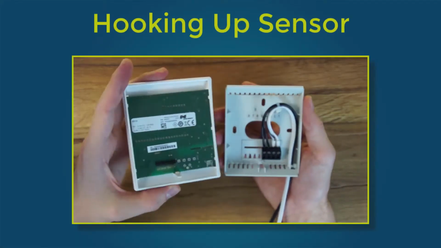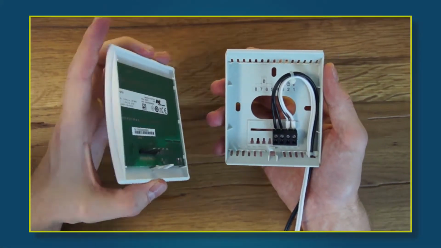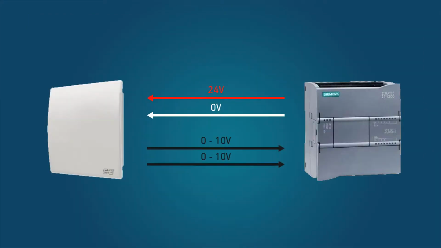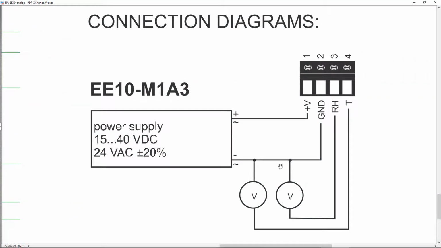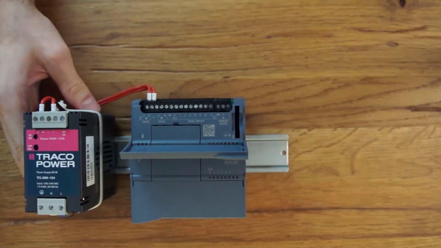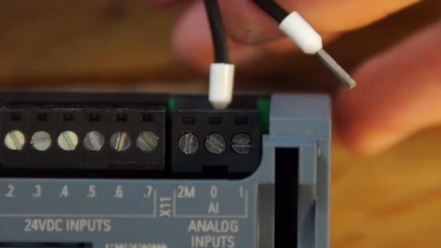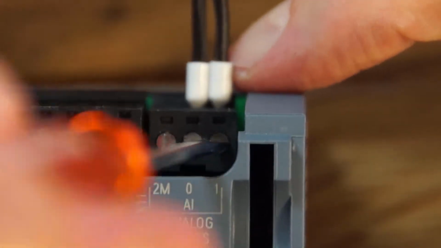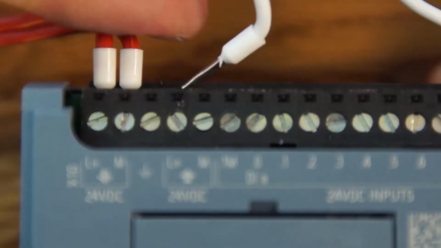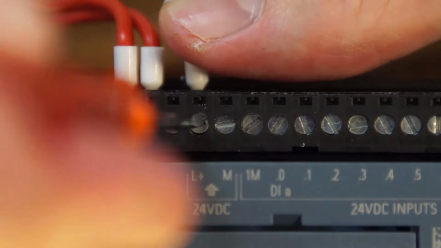Alright, so let's hook up our sensor now. In this project, I'm going to be using this sensor here. Now, the sensor needs to be powered with 24 volts, and it's going to give us back 2 output voltages ranging from 0 to 10 volts. One for the temperature and one for the humidity. Which means in total, we're going to need 4 cables. So to connect it, I'm going to connect the humidity sensor to my analog input 0, the temperature sensor to the analog input 1, the ground to the common ground next to it, and then finally the hot wire to the 24 volt output.